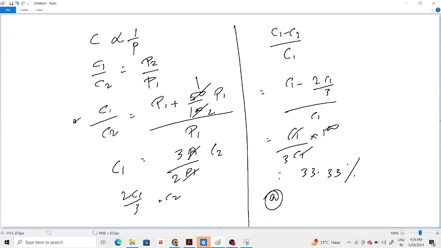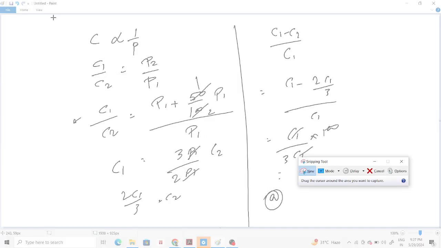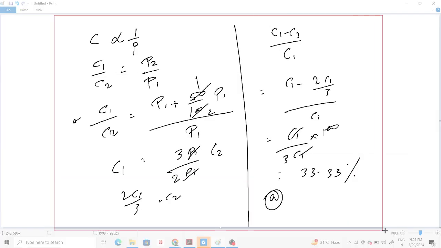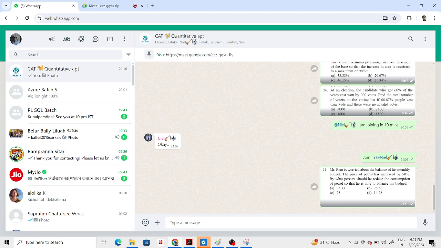Did you understand? Yes, sir, I'm just following the steps. That first part is okay. This is the main formula: C1 by C2 is equal to P2 by P1. And then you took 50% of the initial price. That means P2 is the initial price plus the 50% added price to the initial price.